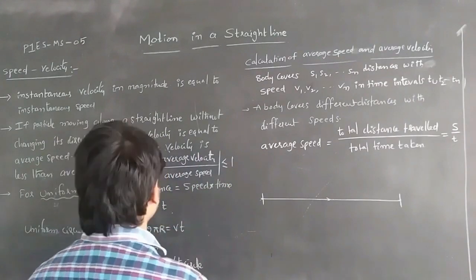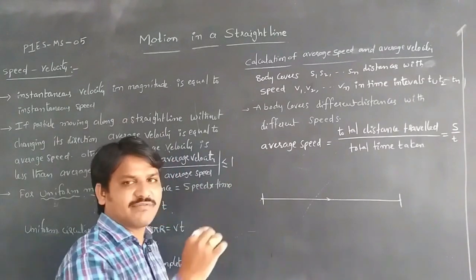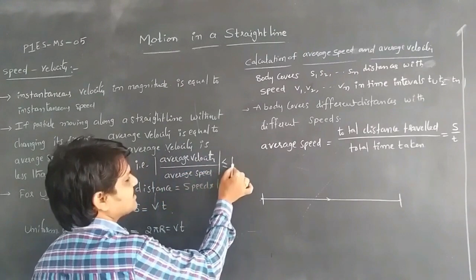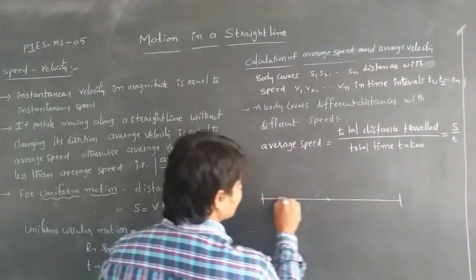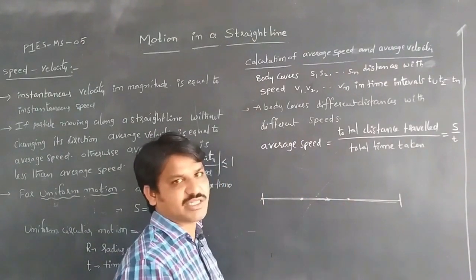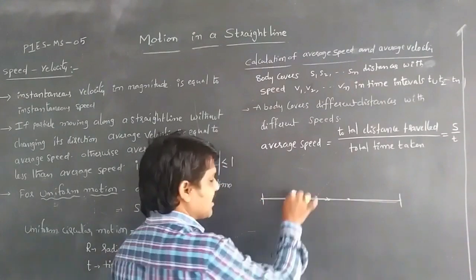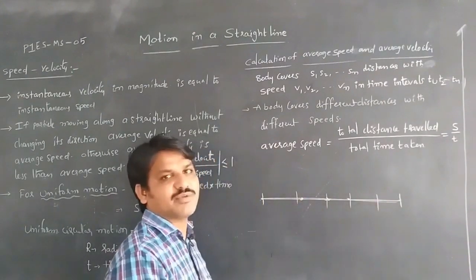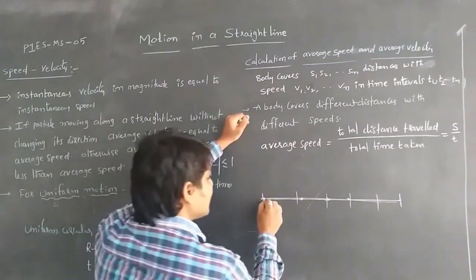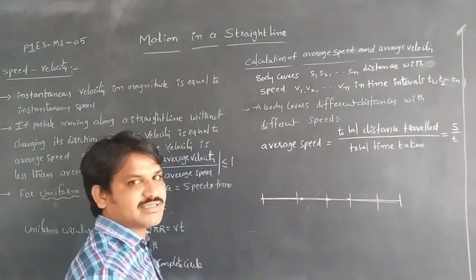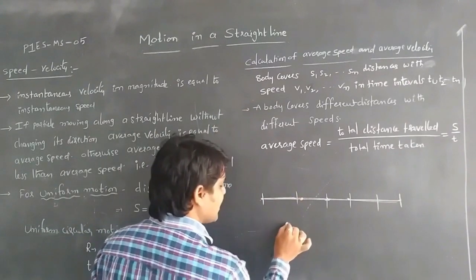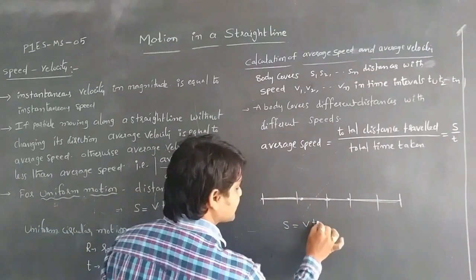In other cases, the average velocity is always less than the average speed. So average velocity by average speed is less than or equal to 1. If the body is moving along a straight line, then at any point the instantaneous velocity and instantaneous speed are the same, the distance is equal to displacement, and the average velocity and average speed are equal. In uniform motion, the body travels equal distances in equal intervals of time, and the distance s is equal to velocity or speed into time.